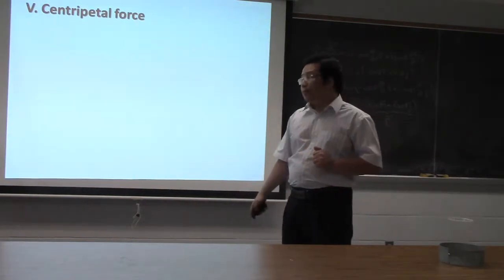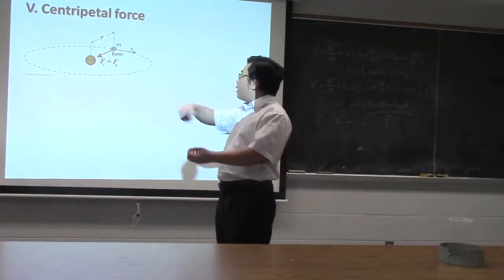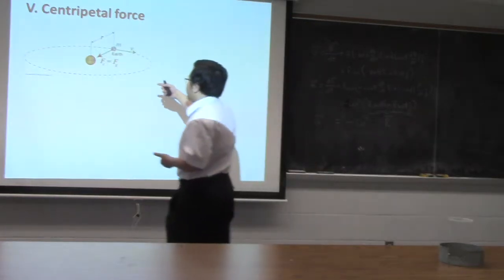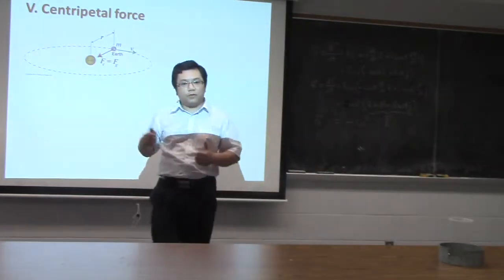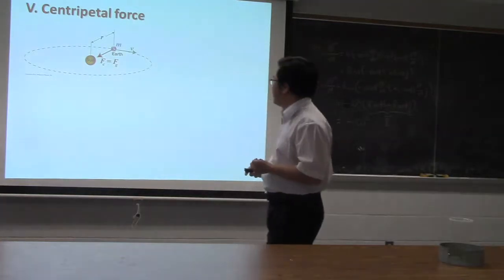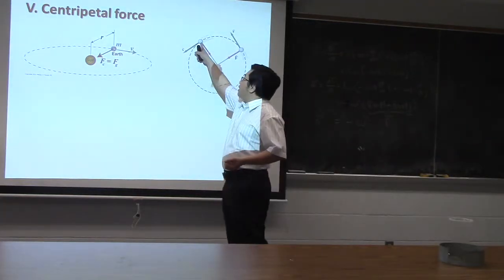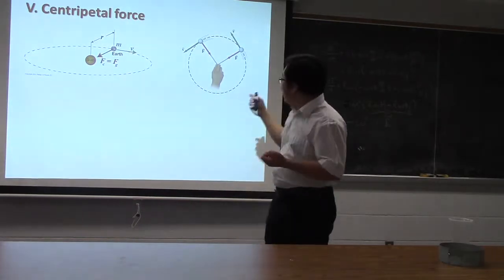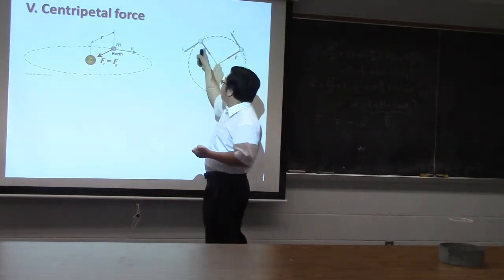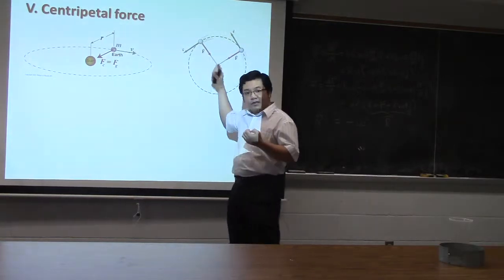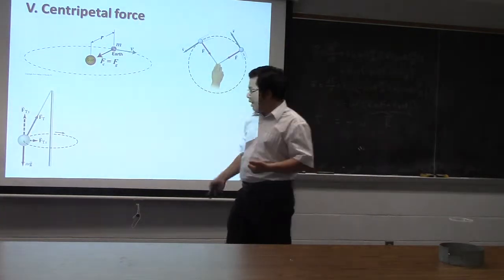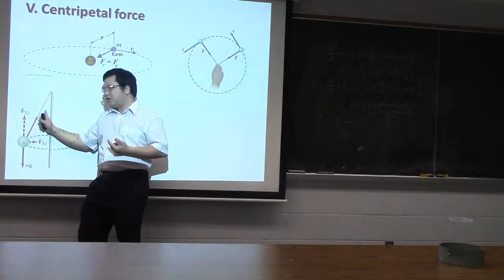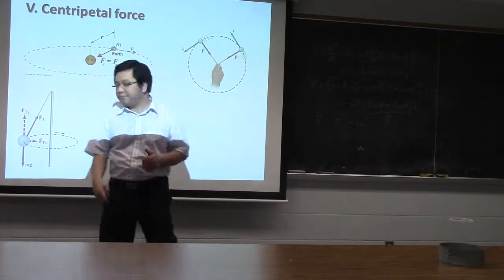Let's consider these examples. Here, the Earth is rotating in a circle around the Sun because the gravitational force between the Sun and the Earth provides the centripetal force for the Earth to rotate. A stone attached to a string is swung in a horizontal circle. In that case, the force F here, which is the tension from the string, is the centripetal force. And in this case, the net force between the gravity and the tension force provides the centripetal force.